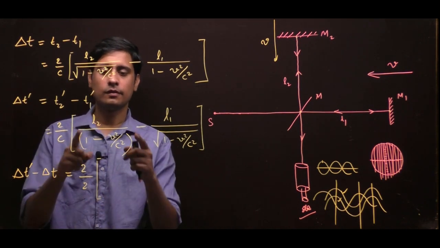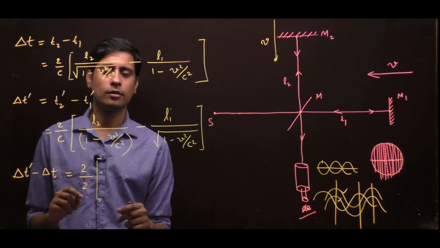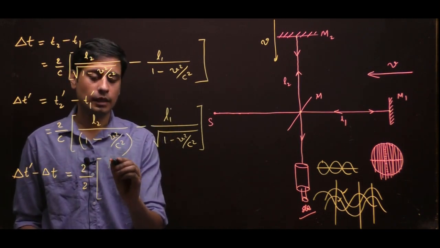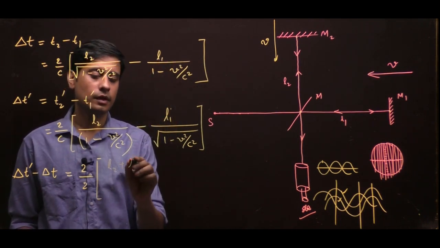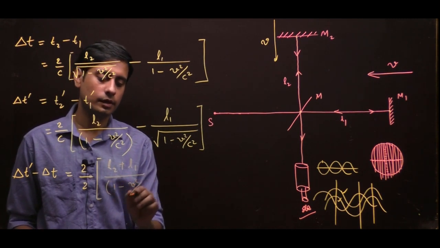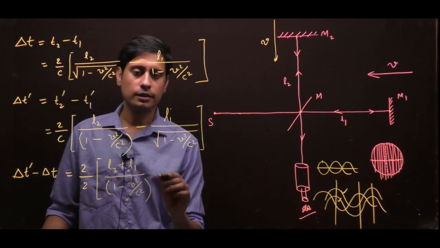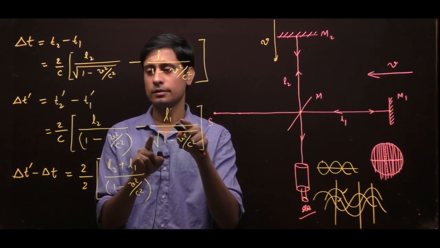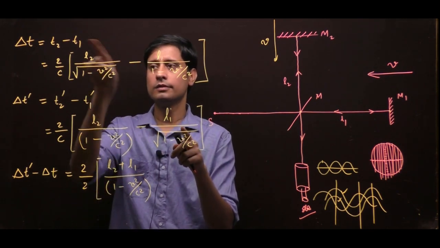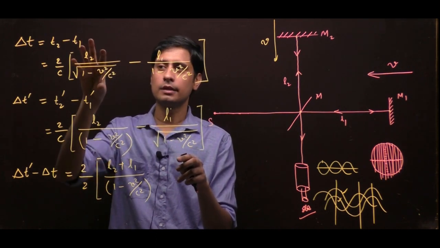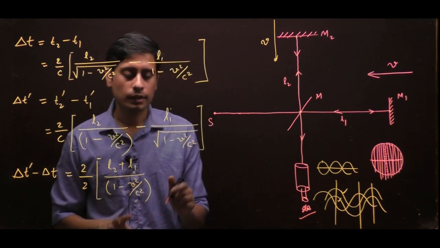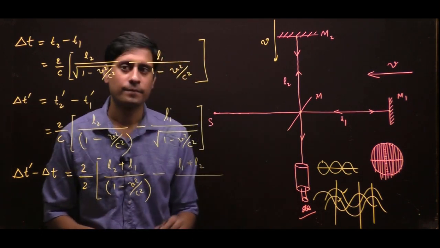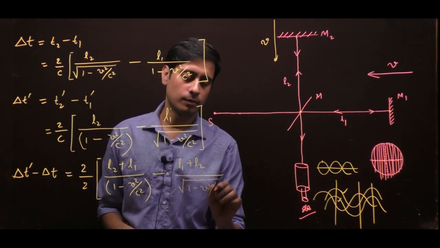These two terms have the same denominator, so this L2 and minus of minus L1 will give you L1, and it will be 1 minus V square upon C square. In the other term you have this minus thing, and from this negative term this term will be subtracted, so both terms will have a negative sign. Collectively we can write it as L1 plus L2 upon under root 1 minus V square upon C square.